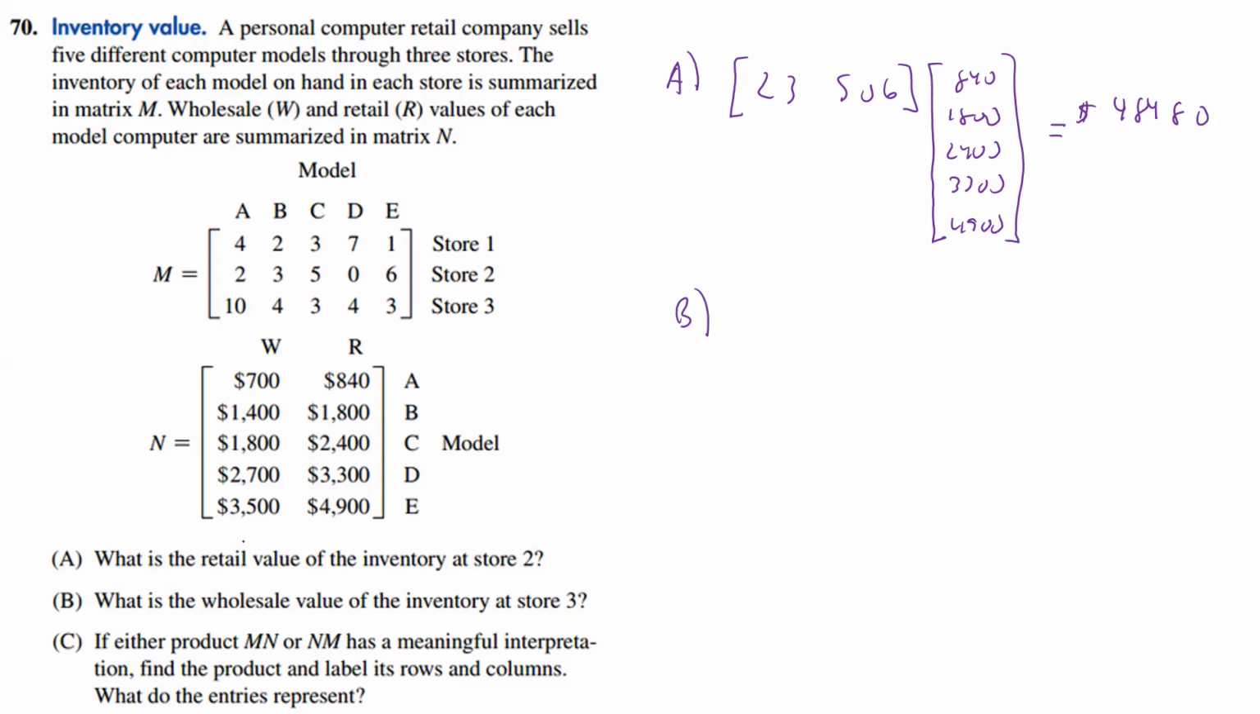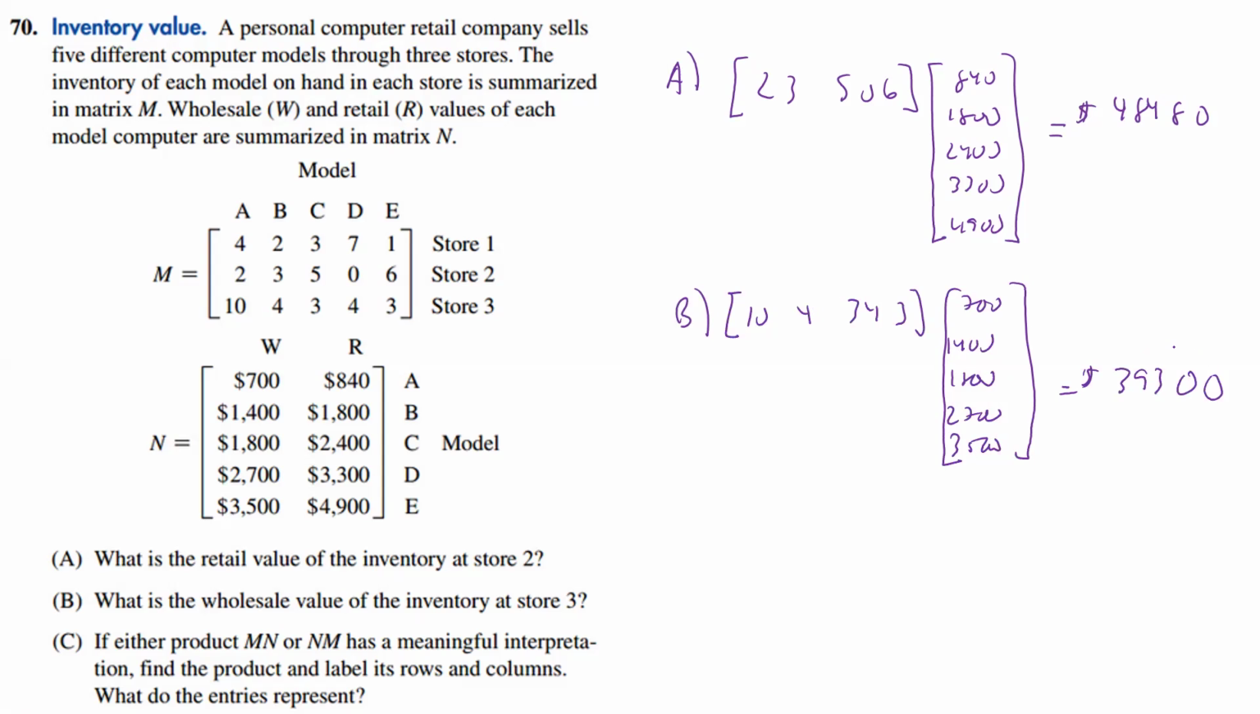Now, what is B? What is the wholesale value of inventory at store 3? Well, in that one, that means we're going to have to multiply the third row, 10, 4, 3, 4, 3, times, and now we want wholesale, so we need to take that times the 700, the 1400, the 1800, the 2700, and the 3500. And again, we're just going to multiply those together, 10 times 700, 4 times 1400, and so on until we get them all done, add them together, and when we get done, we should get 39,300.